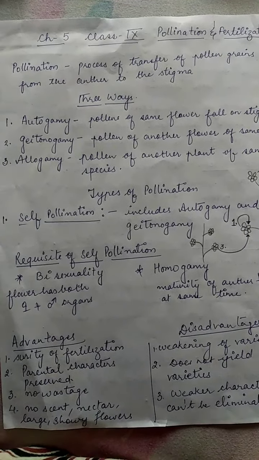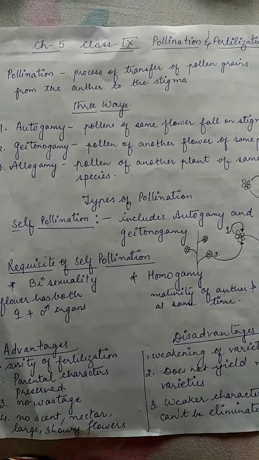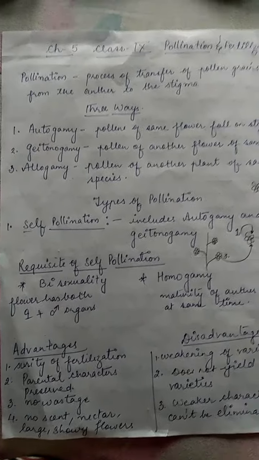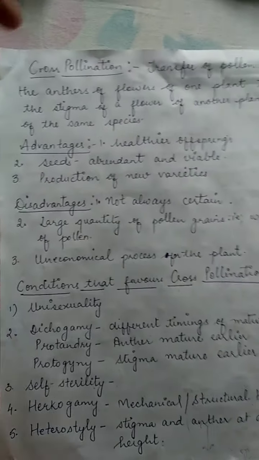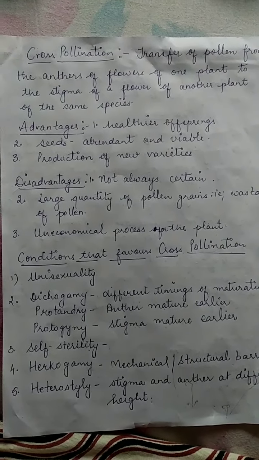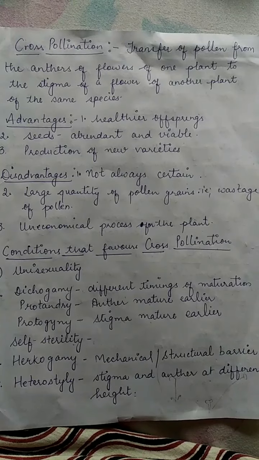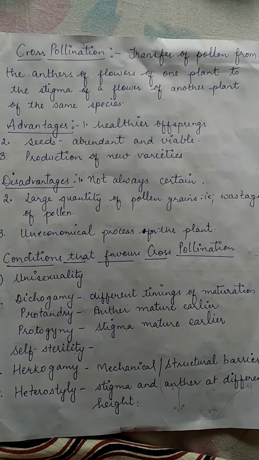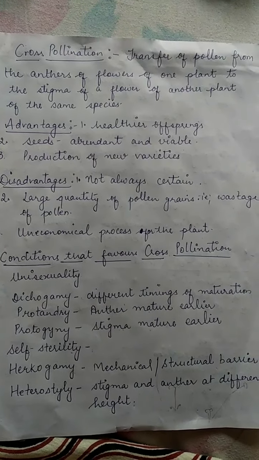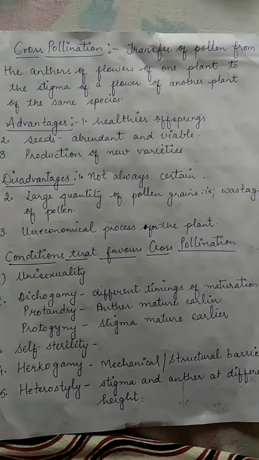Morning class. Today we will cover class 9th chapter 5. Self-pollination we have done, and today we will cover cross-pollination. See, in cross-pollination there is transfer of pollen from the anther of a flower of one plant to the stigma of a flower of another plant of the same species.